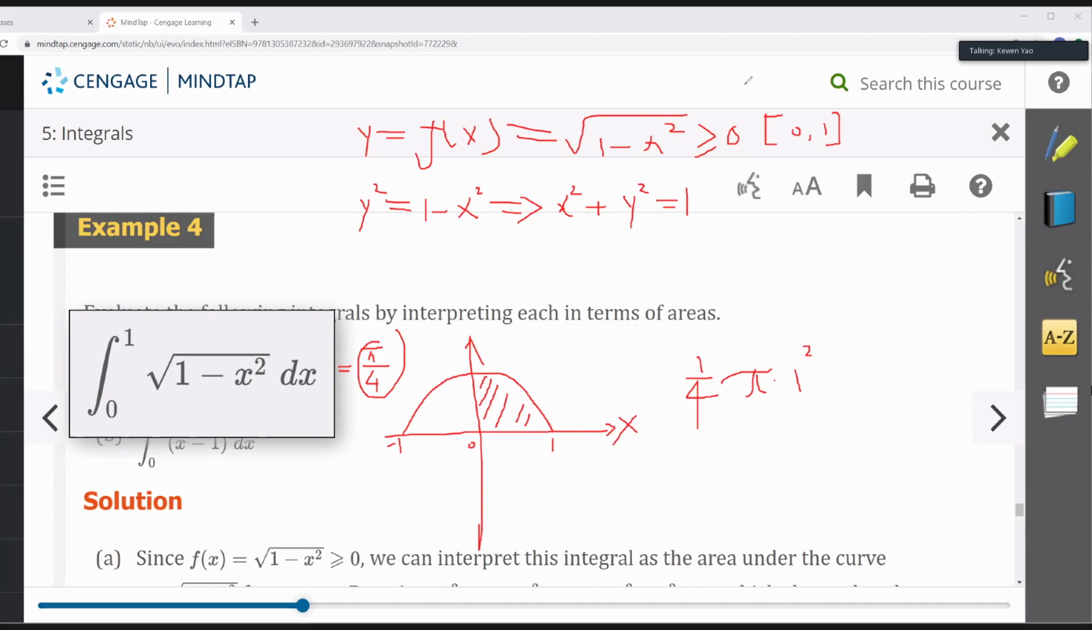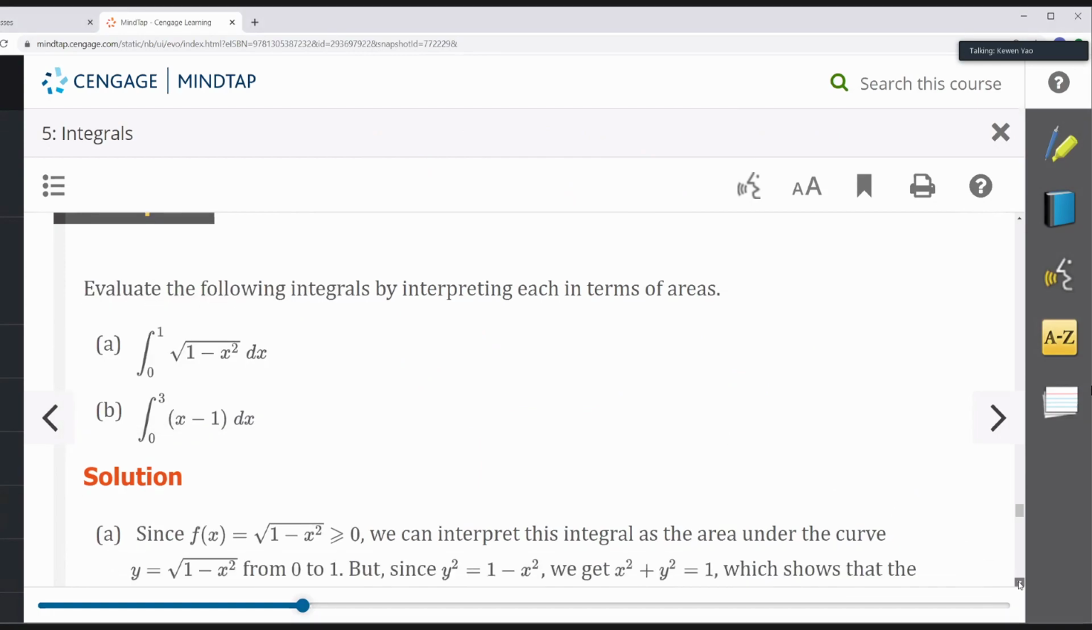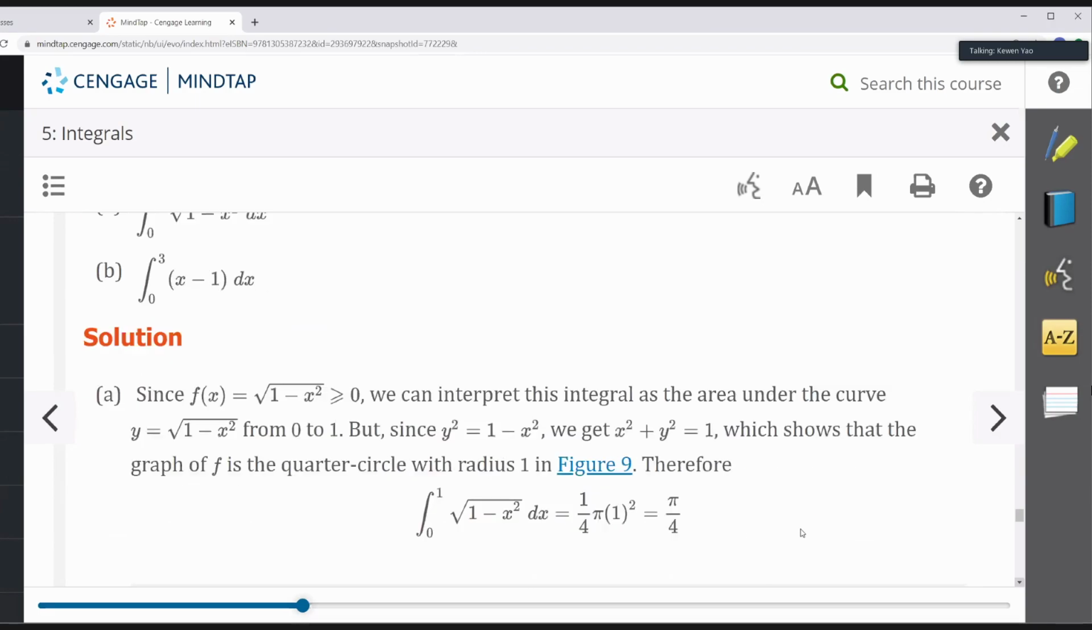Okay, let's take a look at the answer in the textbook. I hope we have the same answer. Right, pi over 4. See, pi over 4. Okay, now let's do the second one.